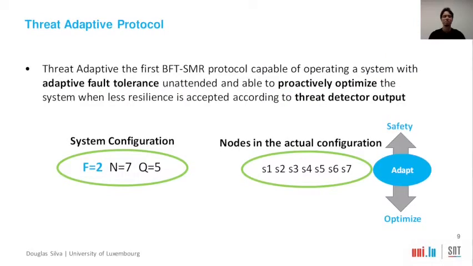over time. So our protocol, our threat adaptive protocol, enables systems to have adaptive fault tolerance automatically, or unattended, and enables them also to proactively optimize the system and the resources when less resilience is accepted, according to the threat detector output, something that I will go into detail in the next slides. So we are enabling the F threshold to change, and the changes that we can do in the network are either towards safety or towards optimization.